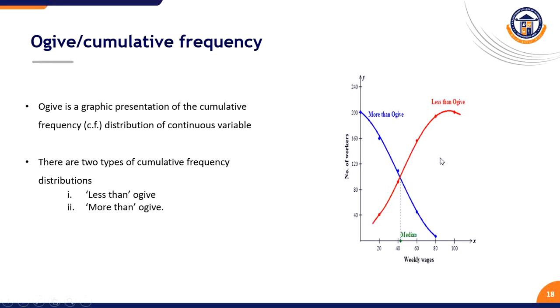Those two ogives intersect at some point, and that point is called the median of the data. So these are all brief explanations of diagrammatic representation and graphical representation of data.